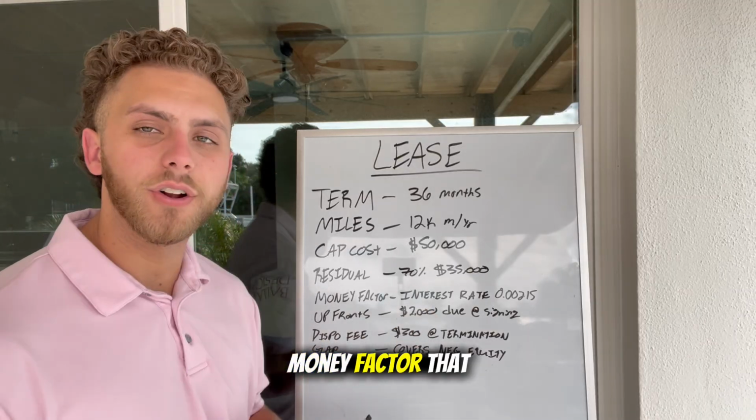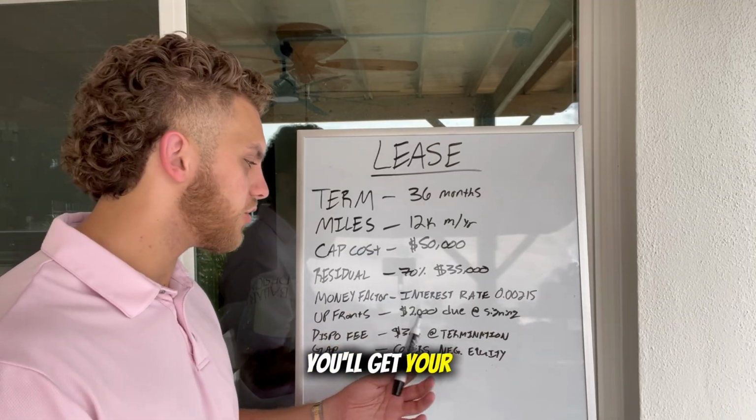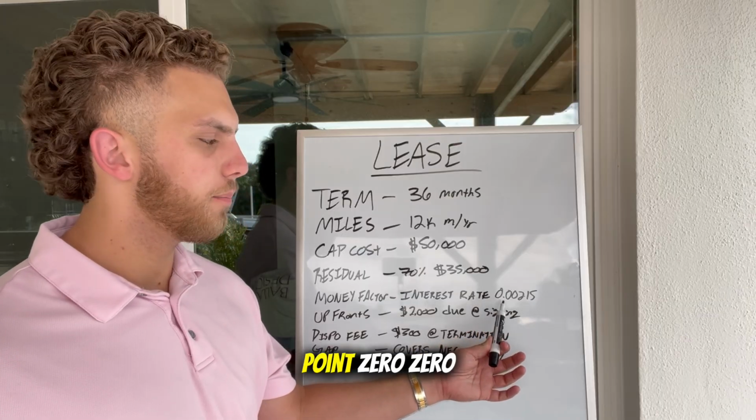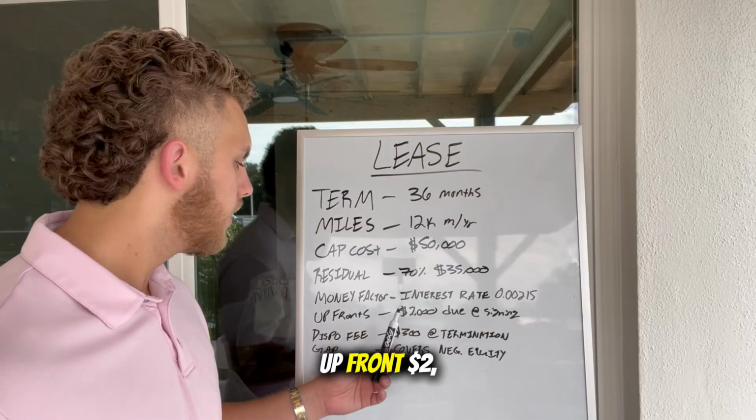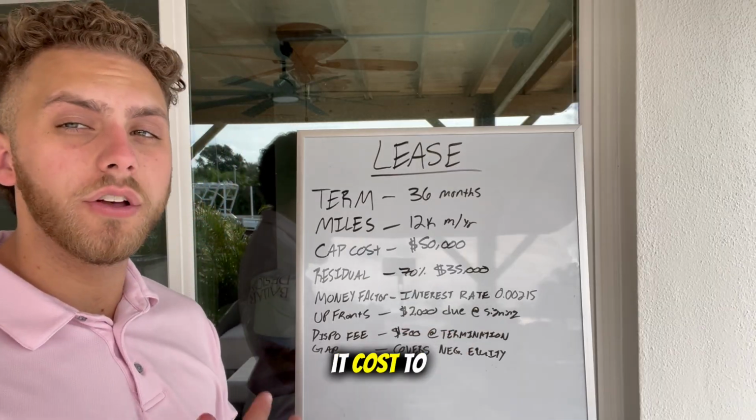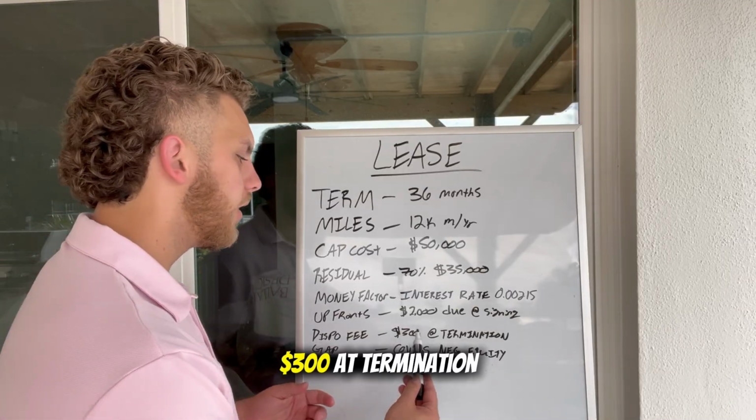Okay. Money factor: that is your interest rate. Don't forget, multiply that by 2,400, you'll get your interest rate. Our money factor, 0.00215 in this situation. Upfront: $2,000 due at signing. This is what it costs to get everything going, also known as your acquisition fee. Disposition fee, $300 at termination.